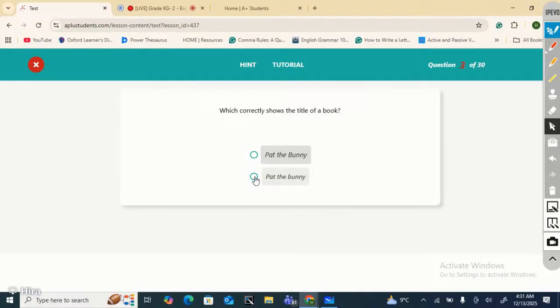Pat the bunny. Option 1. Pat the bunny. Option 2. Which correctly shows the title of a book?